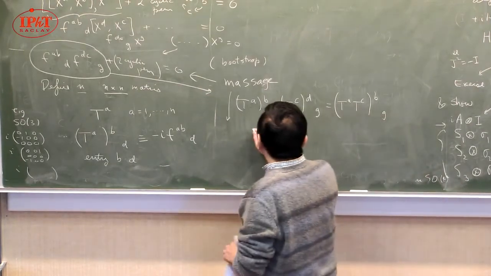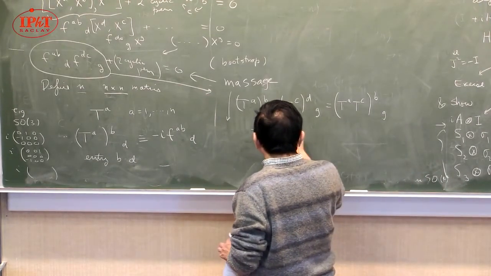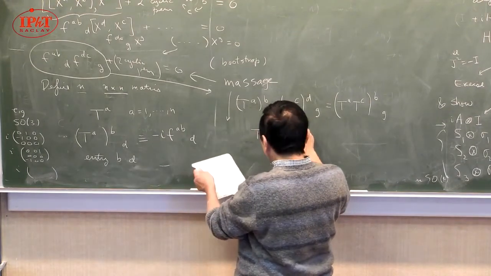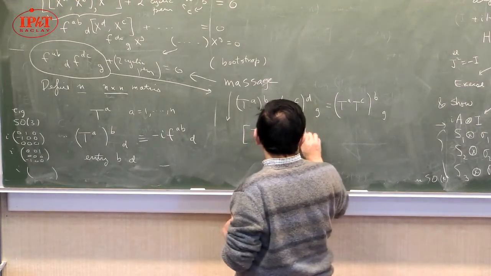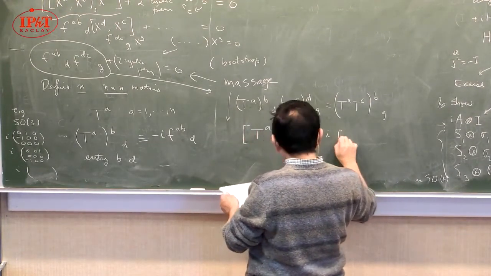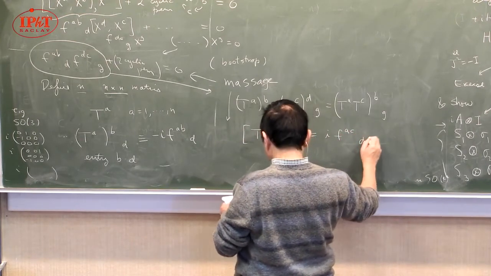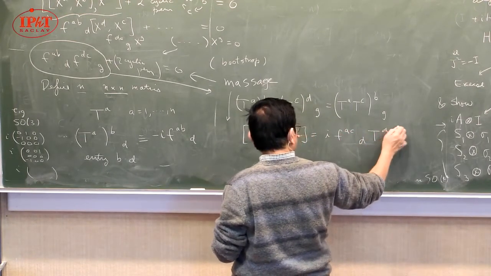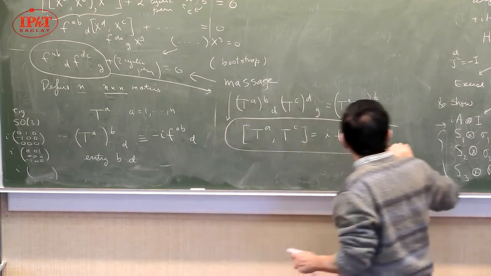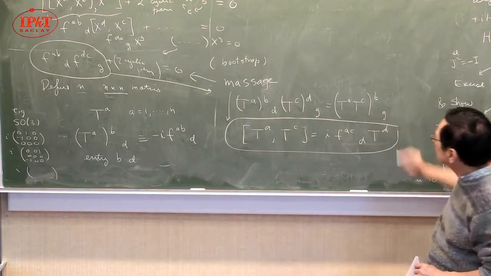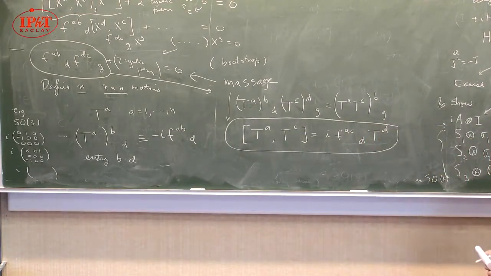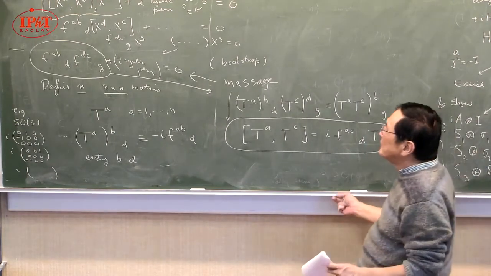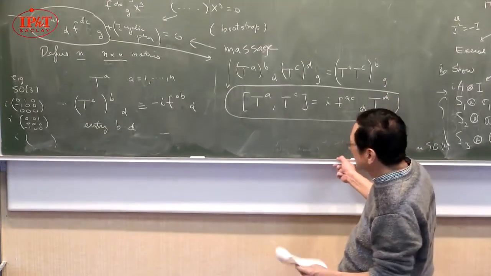And in fact, this is telling us that TA commuted with TC is i F_ACD T_D. So this is a remarkable fact that I already alluded to.